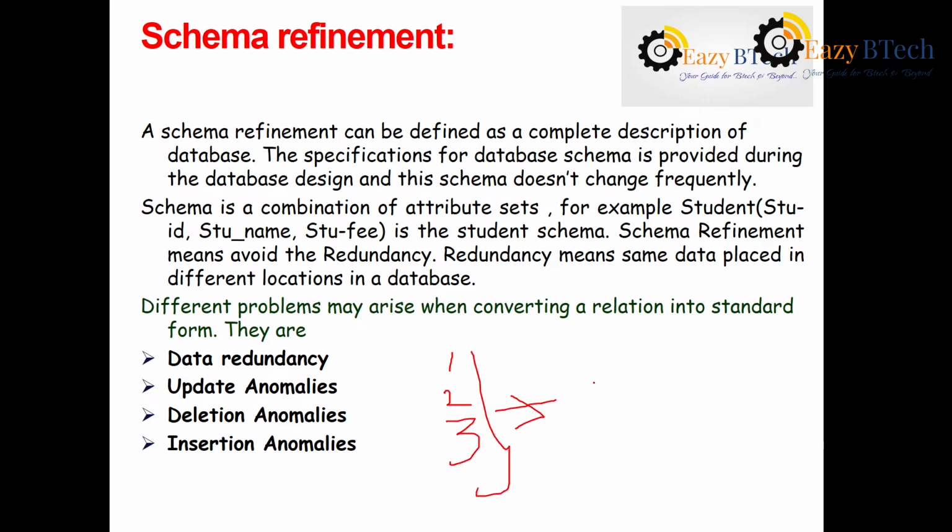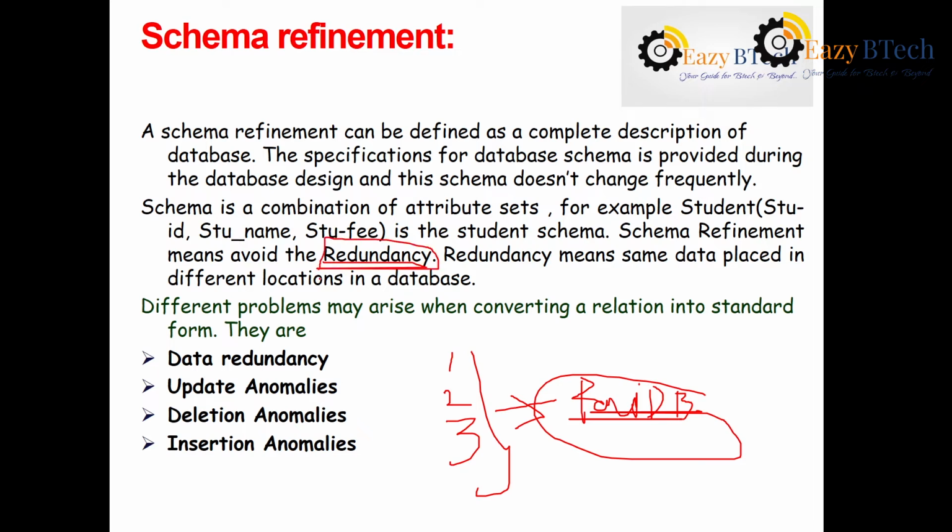Suppose your name is Ravi: Ravi schema, Ravi database. Like that, this is called a database schema. For example, student ID, student name, student fee are in the student schema. Schema refinement means avoiding redundancy. First of all, avoid the redundancy.